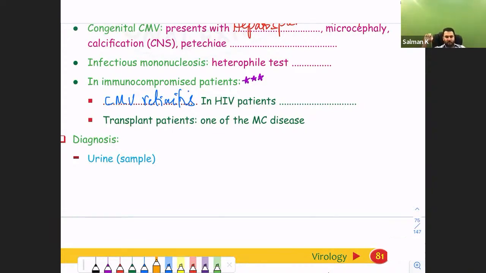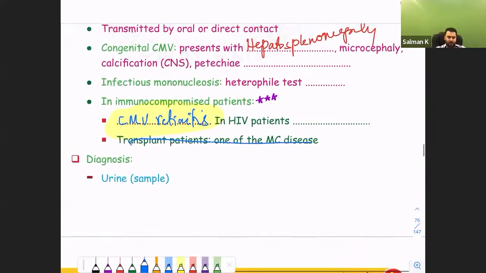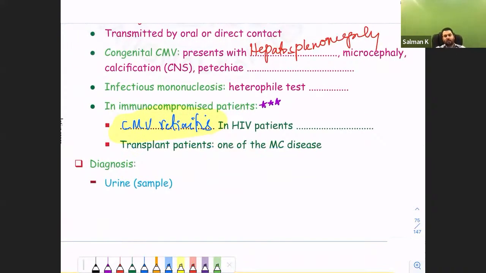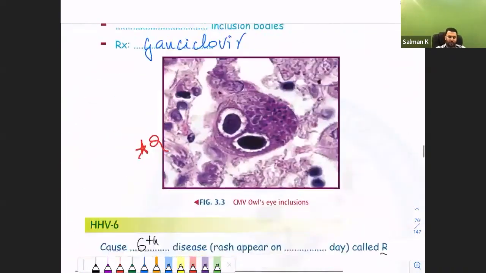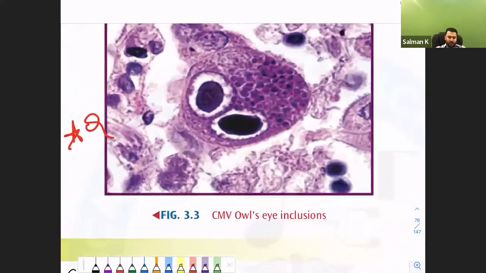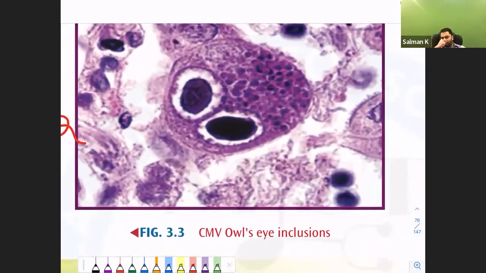More important point: it causes CMV retinitis in HIV patients, and in transplant patients, this is the most common infection. All right, I hope this is understood by all of you. Now what's the characteristic thing that we see in here? Everybody must know the owl's eye inclusion bodies.